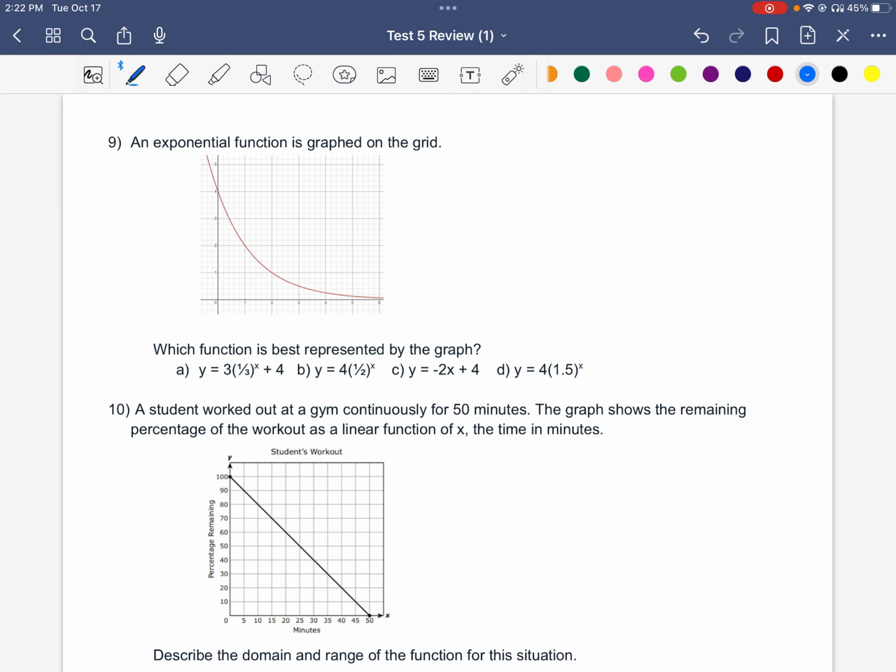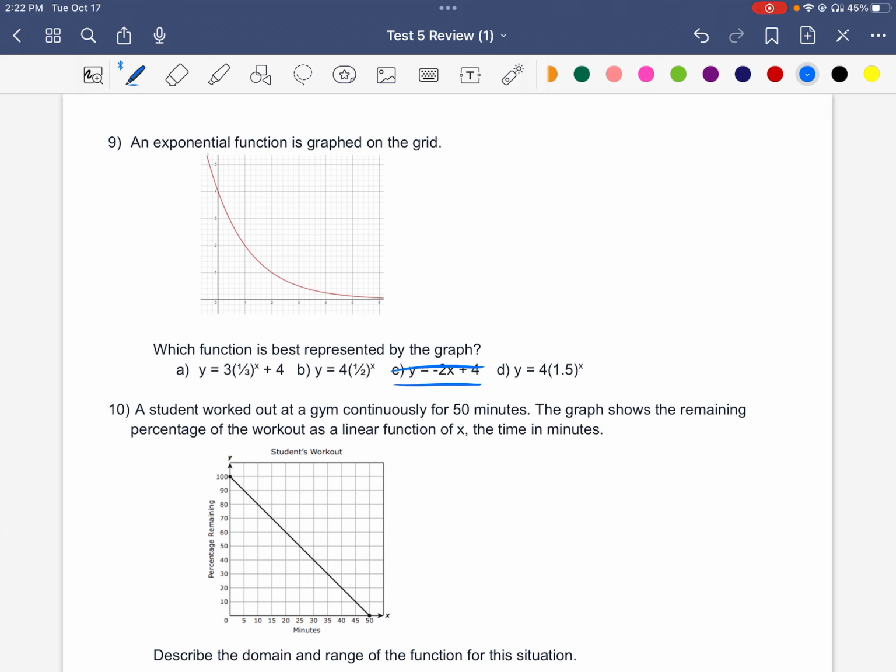We got the exponential function. Which function is best represented by the graph? All right, just looking at those answer choices, I know for sure I can eliminate one of them because this is an exponential function, and if I look at C, that's linear. So I know it's not C. No, it's not C.